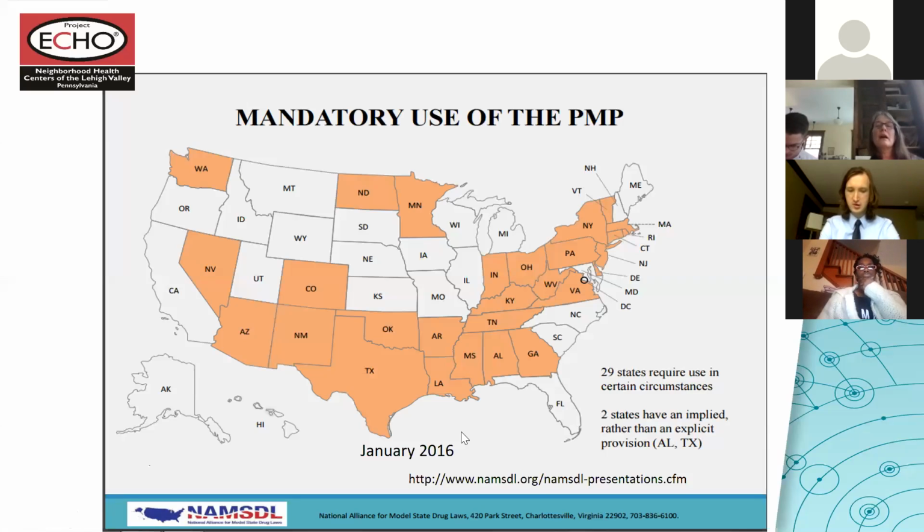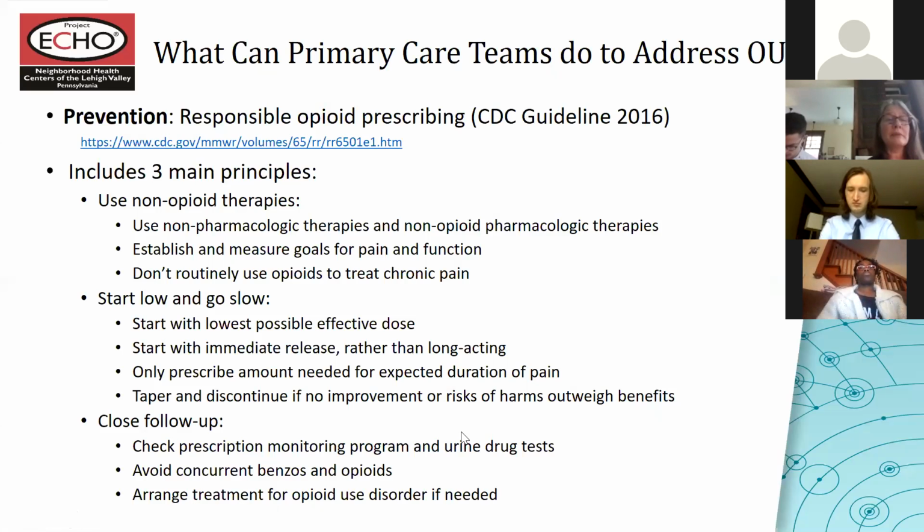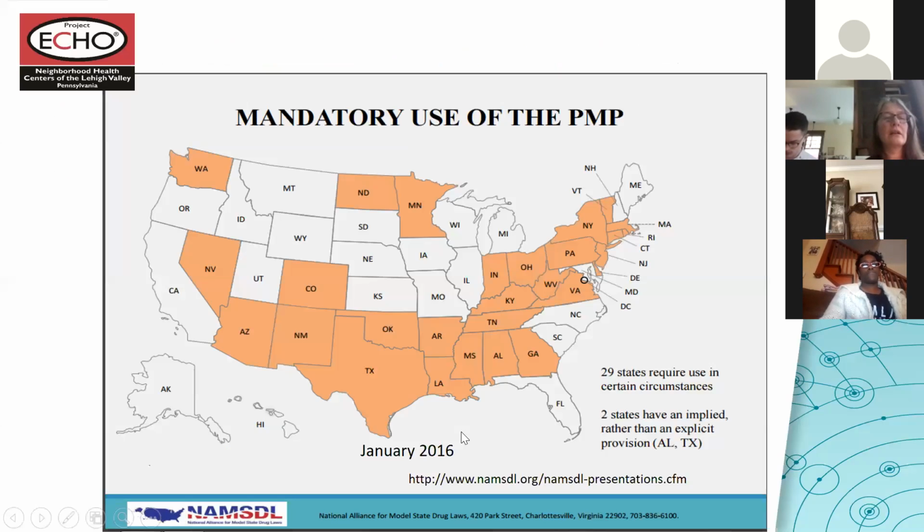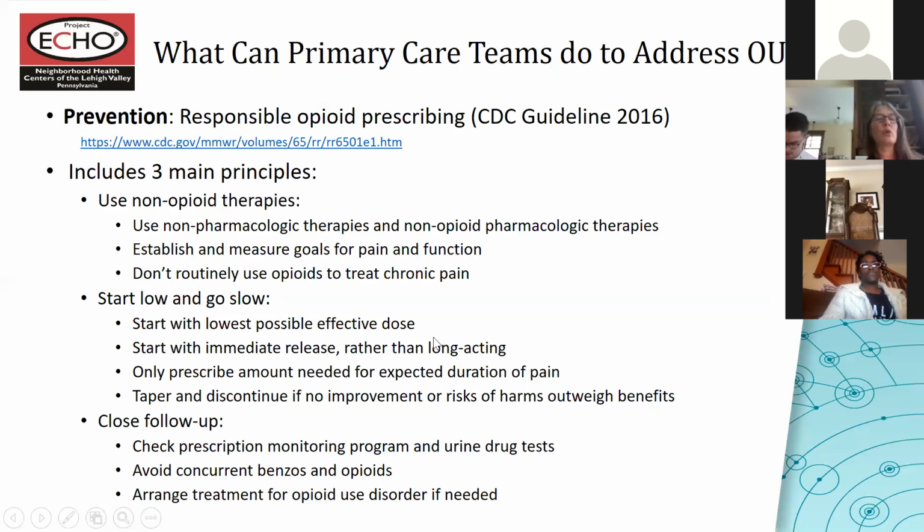Okay. So those are some larger structural ideas about what we can do for harm reduction. What are some of the things that we can do in primary care teams? One is using the CDC guidelines for responsible opioid prescribing. This is something that the Stewardship Committee and Linkage to Treatment has worked really hard on. Shout out to Kevin. We will have a portion of a session where we'll go into this in more detail.